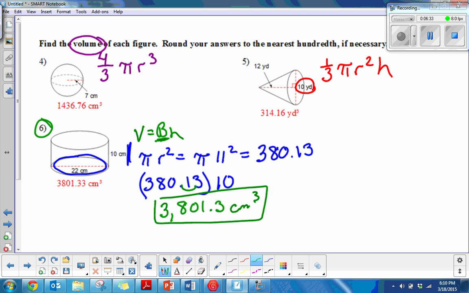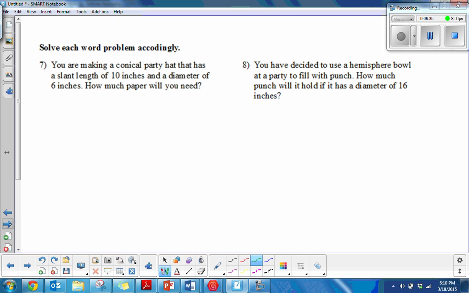Okay, but the last piece I want to go over with you is actually doing these word problems, because that's what a lot of people have been struggling with. Okay, so I'm going to go ahead and read this first problem. It says you are making a conical party hat that has a slant length of 10 inches and a diameter of 6 inches. How much paper will you need?